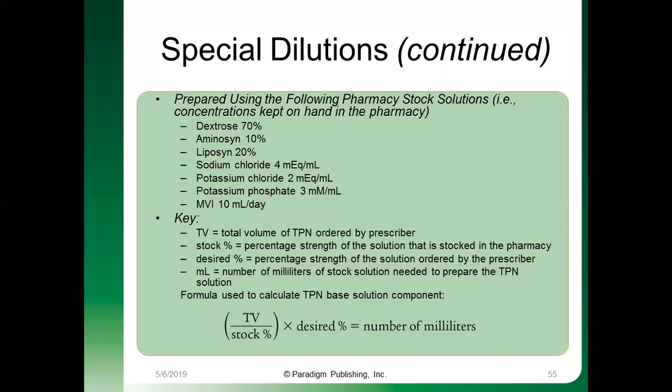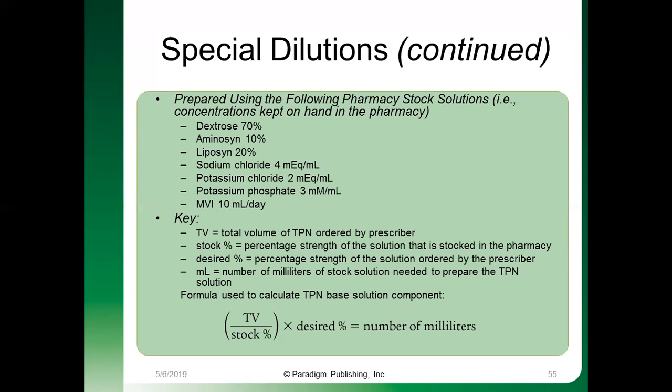So prepare using the following pharmacy stock. You have 70% dextrose, 10% aminosyn, 20% liposyn. You have sodium chloride 4 mEq per mL stock. You have potassium chloride 2 mEq per mL. And you have a potassium phosphate vial of 3 millimoles per mL. And you have your multivitamin of 10 mL per day.